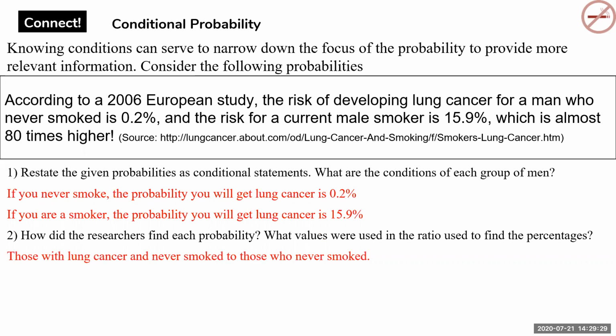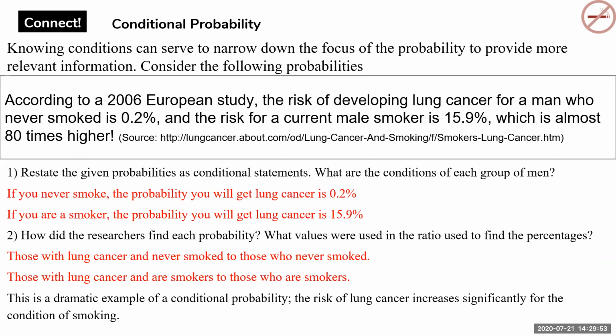Now, how did the researchers find each probability? What values were used in the ratio to find the percentages? Those with lung cancer who never smoked to those who never smoked. So this is more of an application question to get you to know whether you really understand probability statements. Nice.